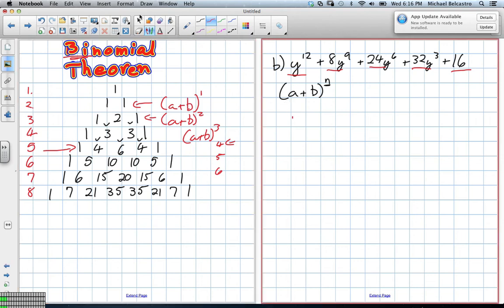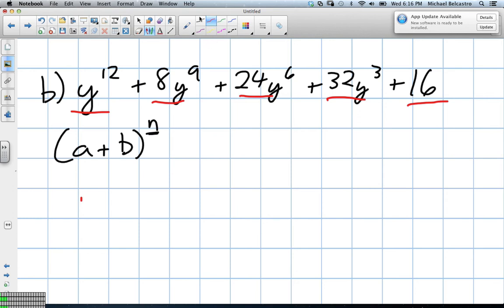Okay, so let's jump back to this page. Single page this way. Okay, so like we said, we're in the fifth row here, and that's going to be to the power of 4. So that's the first thing we found out. Our power is going to be 4. Okay, we have A plus B to the power of 4. That's what we got here.